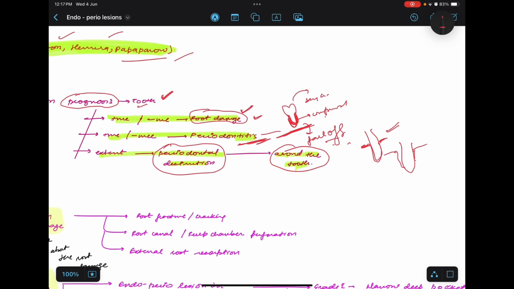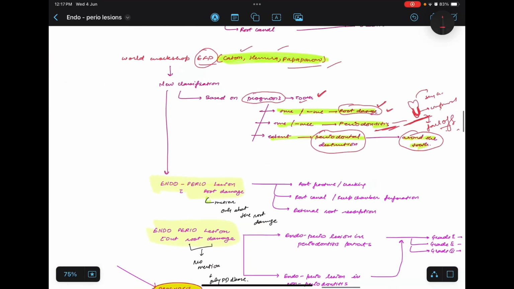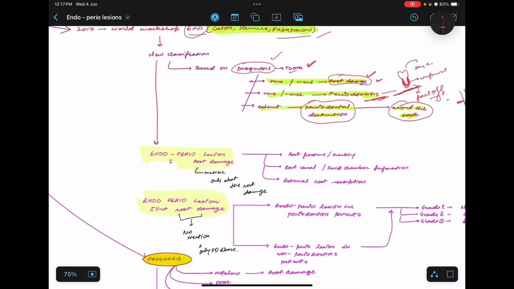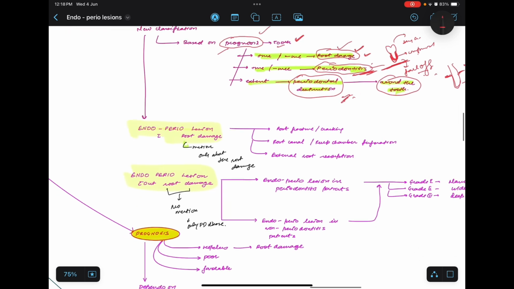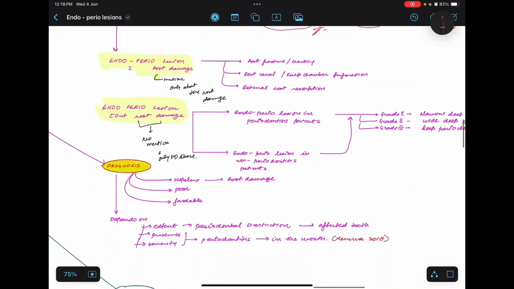Now, depending on which kind of bone loss is happening and how much of it has happened, whether it's up to 1/3 of the root, involving 2/3 of the root, or involving more than 2/3 of the root, of course all of these factors contribute towards the prognosis of the tooth. Very important factors. So 3 things that we saw in the prognosis of the tooth: first is the presence or absence of root damage, then periodontitis, presence or absence, and the extent of periodontal destruction that has taken place.